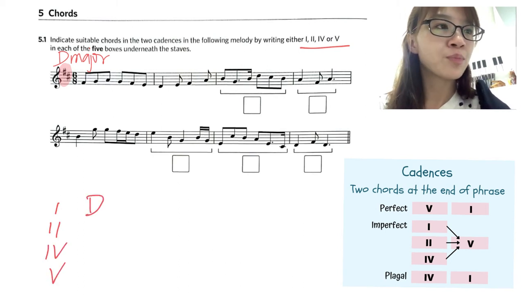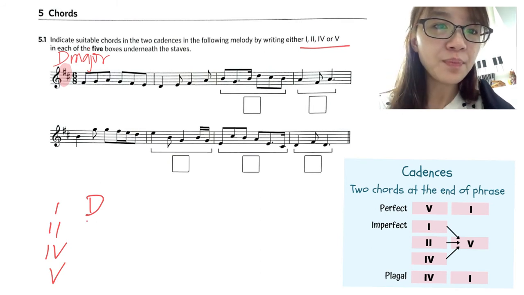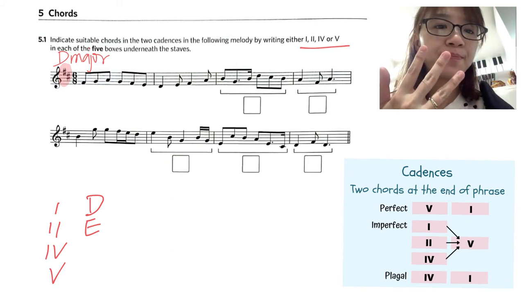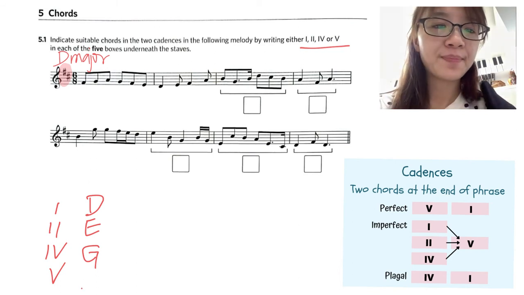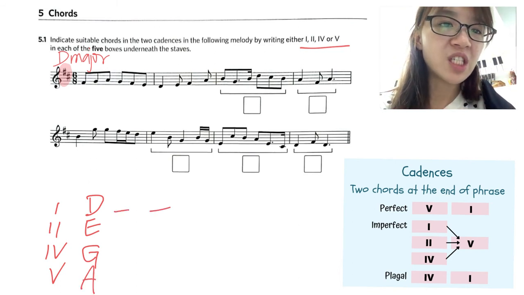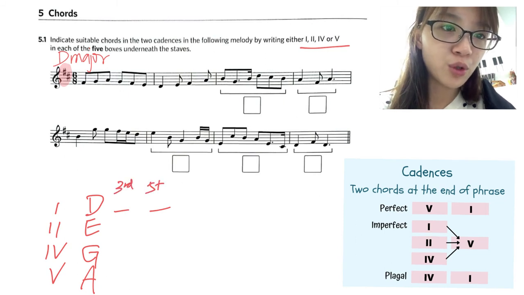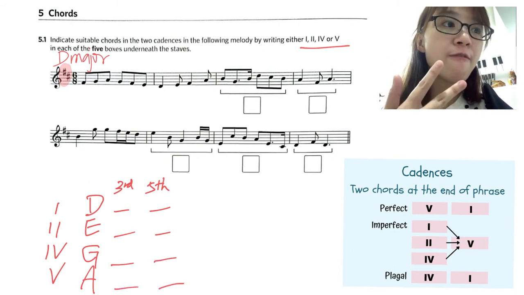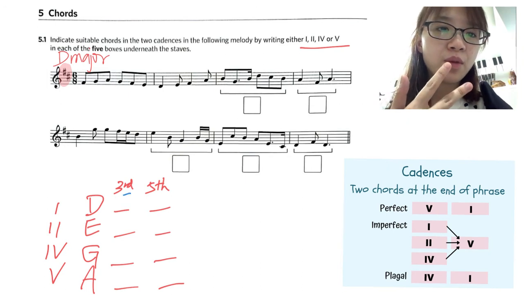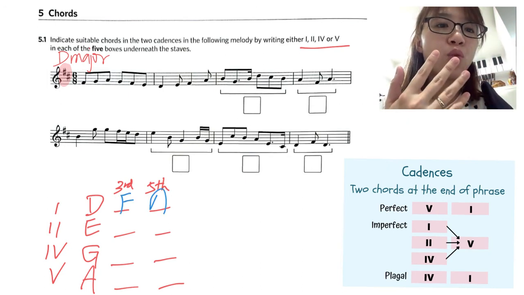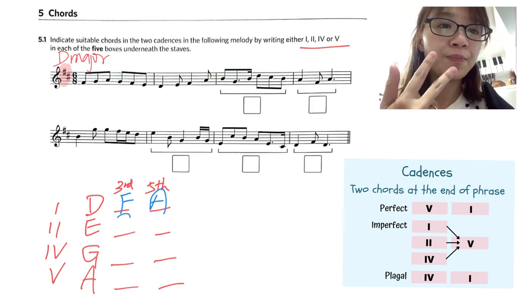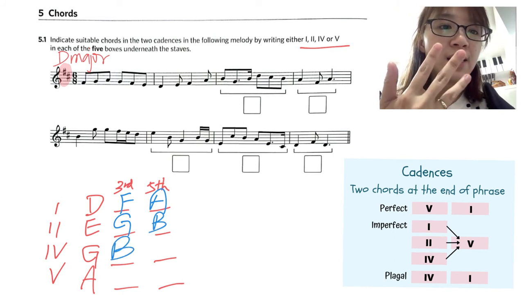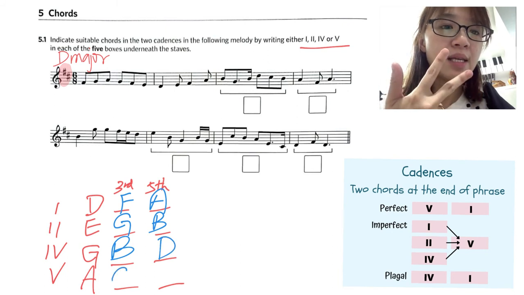So the first note is D. Second note is the E. D, E, F, no, G, and A. So now you build the third note and the fifth note of every chord. D, E, F, G, A. Count one by one. E, F, G, A, B. G, A, B, C, D. A, B, C, D, E.